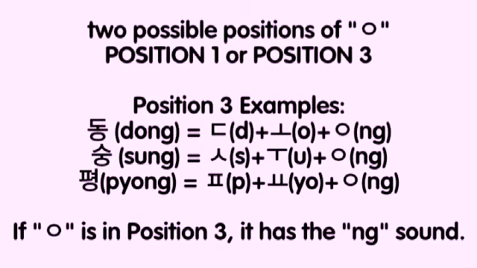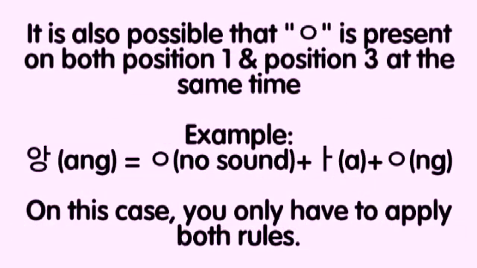There are cases wherein ieung is in position 3 of a syllable. Take for example, dong, sung, and pyong. Dong is formed from the combination of the sounds of dikot, o, and ieung. It's not do, but it is pronounced as dong because ieung has the ng sound since it is in position 3. The same thing goes with sung. It's a combination of the sounds of siat, u, and ieung. Pyong also has an ieung in the third position. That's why it is pronounced as pyong.